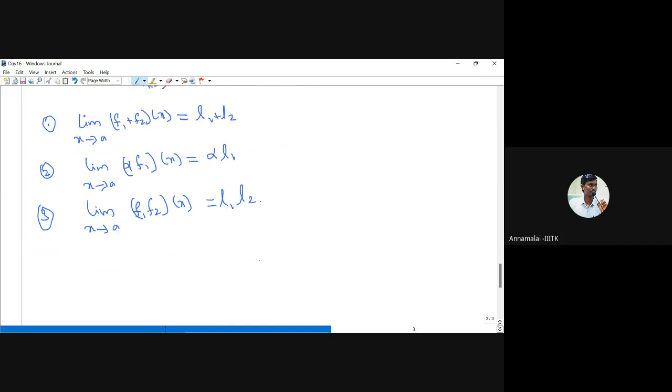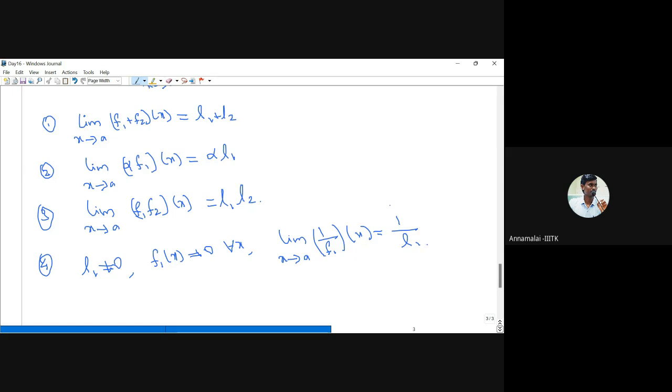We can define the quotient also, provided the denominator is non-zero. Assume that L1 is non-zero and f1 of x is not equal to 0 for all points in the delta neighborhood. Then the limit as x goes to a of 1 by f1 of x exists, and that value is 1 by L1, provided L1 is non-zero and each f1 of x is non-zero. So these are all the algebra of limits.